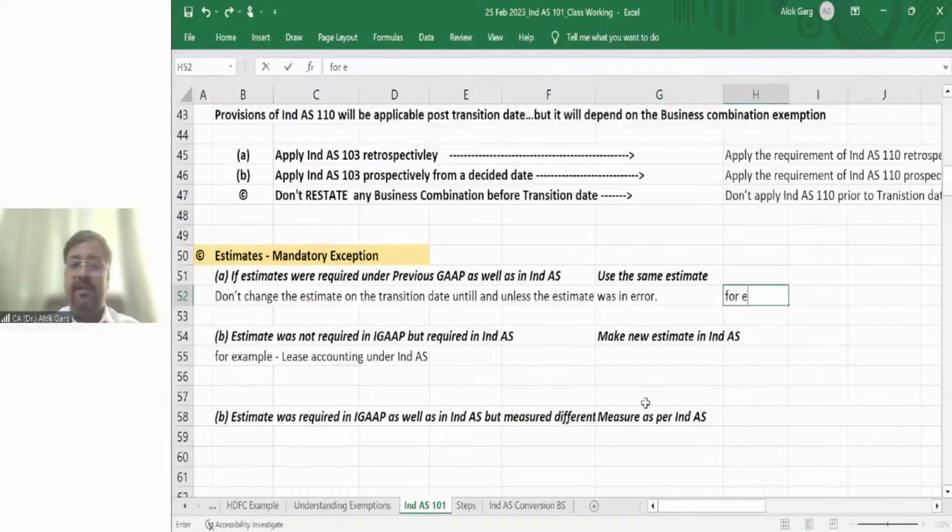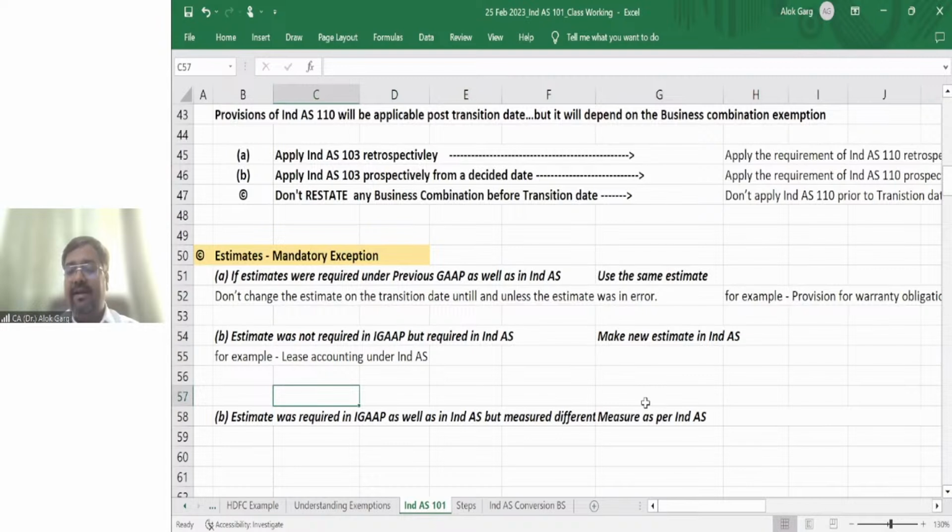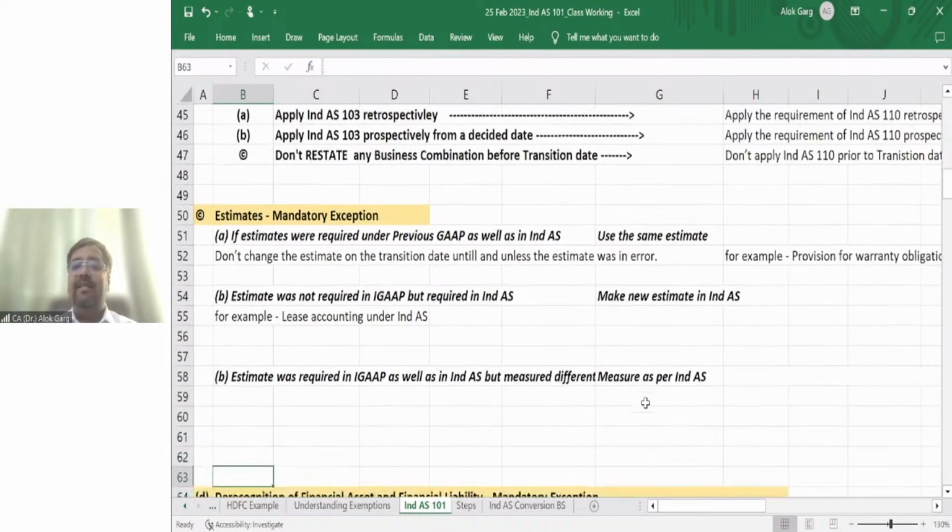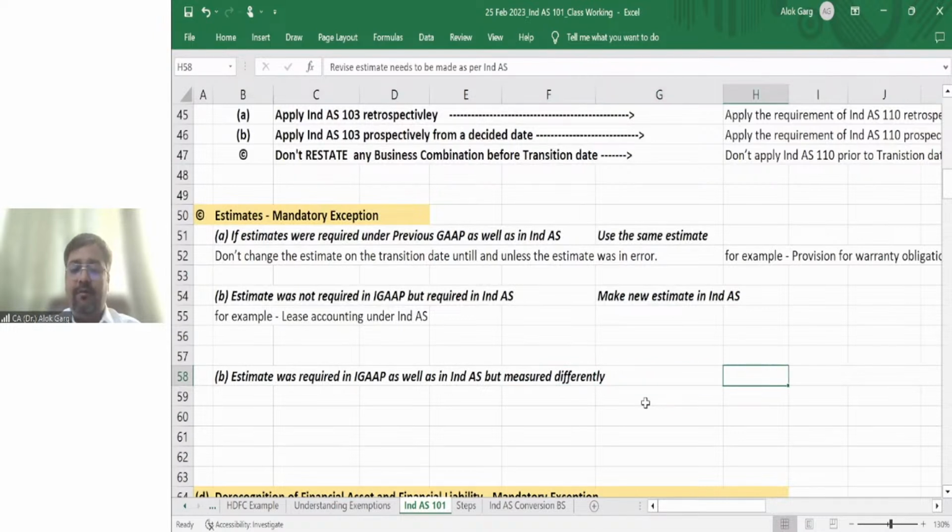What is the example of the earlier case? For example, the provision for warranty obligation is required under previous GAAP as well as in Ind AS, right? If an estimate is required under Ind AS, you have to make a new estimate. As simple as that. Now, the estimate was required in previous GAAP as well as in Ind AS, but measured differently under Ind AS. In that case, what will happen? Measure as per Ind AS.